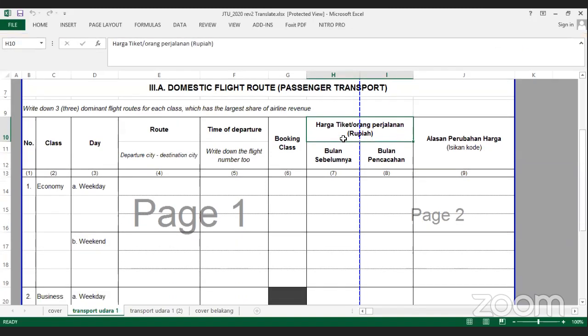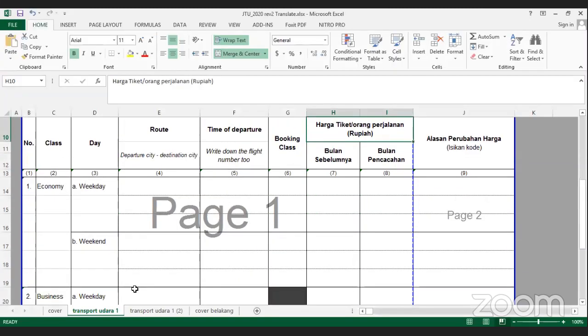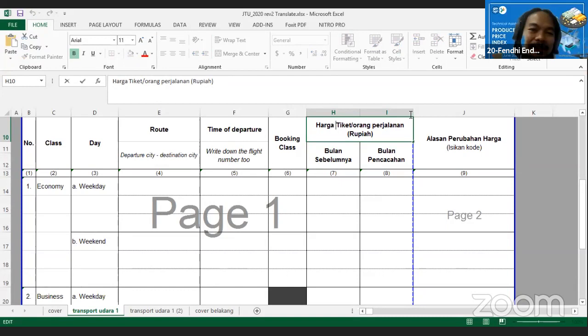Maybe you can explain to Andrew about this questionnaire so Andrew can understand because some are in Bahasa. This is our questionnaire, Andrew. Great. Yes.